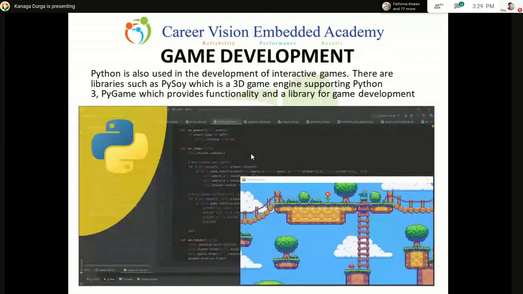Moving on to game development. Python has libraries such as PySoy and Pygame, which are used to develop the code for certain games. These games are mainly reward games. If you have used MPL or seen ads in which you play a game, win, and certain money is credited to your wallet, games like those reward games use Python libraries for their development.